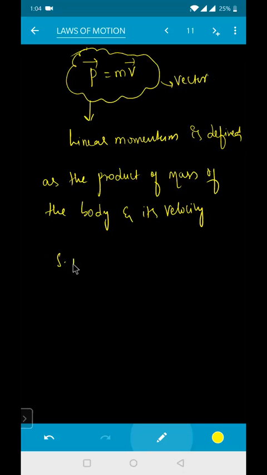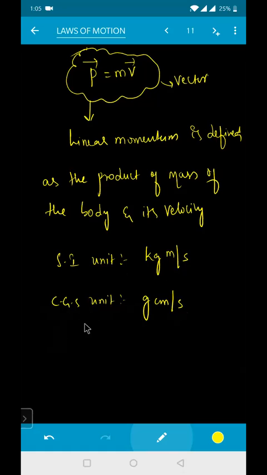Can anyone give me the SI unit of this one, beta? The SI unit of momentum is kg meter per second, as mass is measured in kg and velocity in meter per second. Can anyone give me the CGS unit of this one? The CGS unit is gram centimeter per second. Is that clear for everyone?